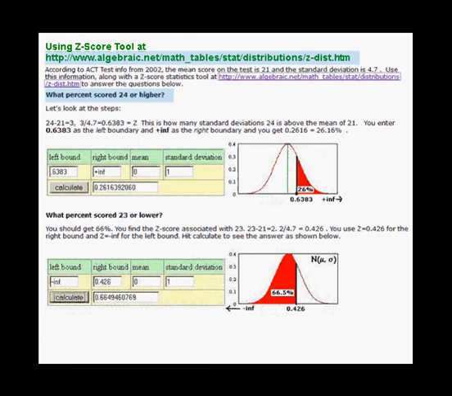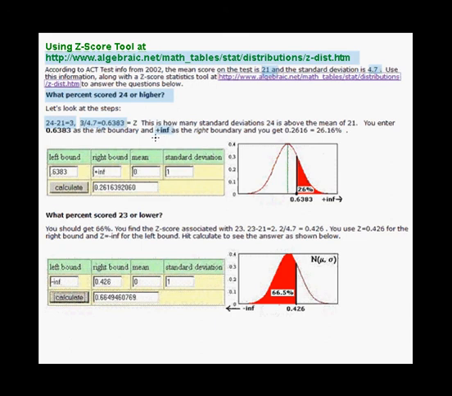Here's two more examples using that z-score tool. For the same ACT data where the mean is 21 and the standard deviation is 4.7, what percent scored 24 or higher? To do this problem, we figure out the left z-score. We take 24 minus 21 is 3. 3 divided by 4.7 is 0.6383. That's our left z-score. Our right score is positive infinity, which we write as plus INF.